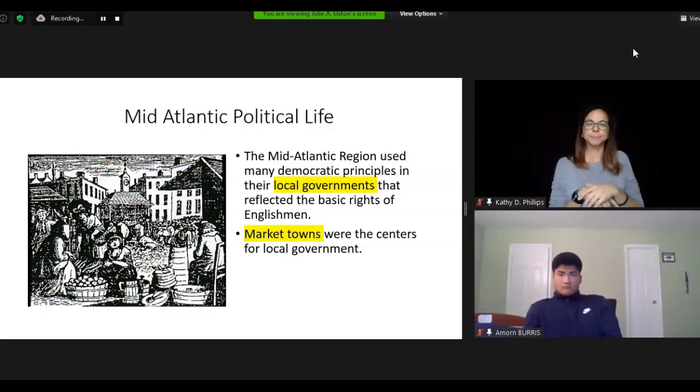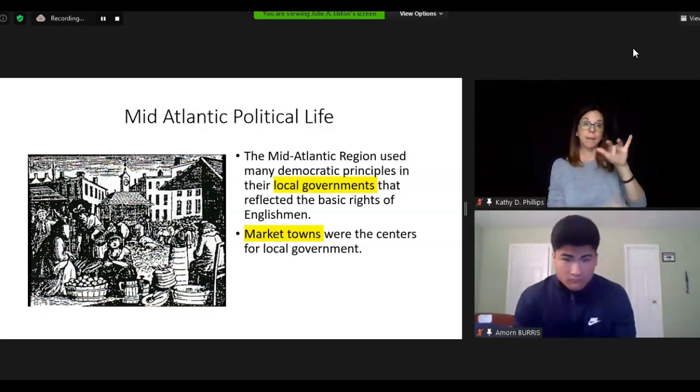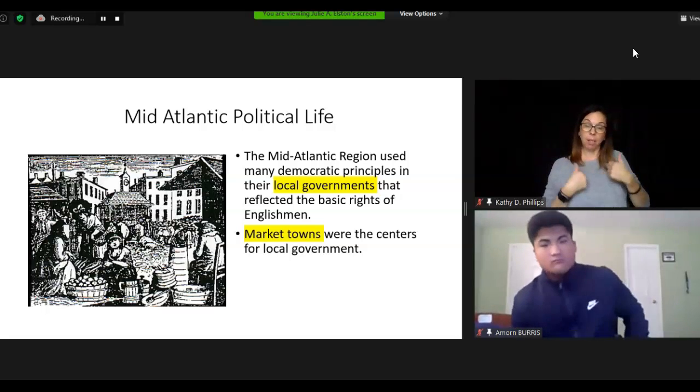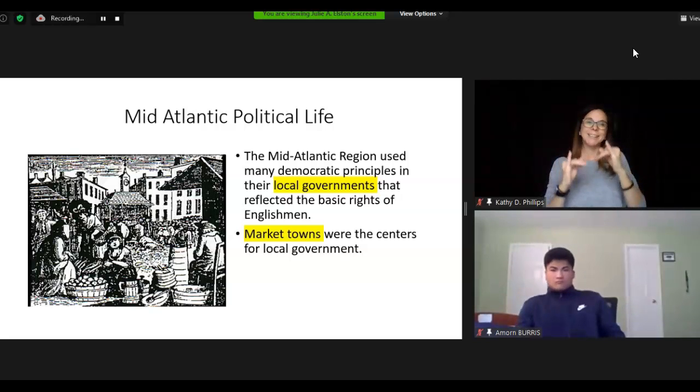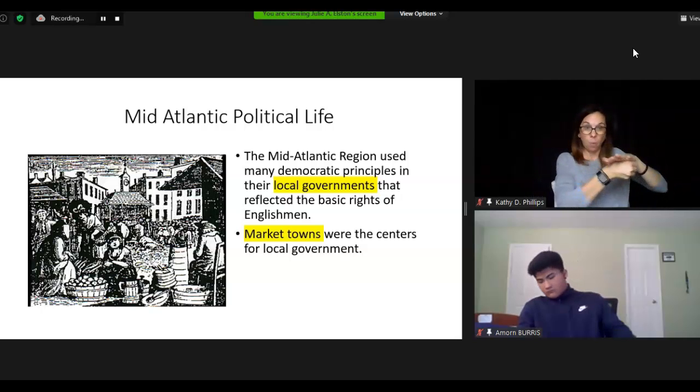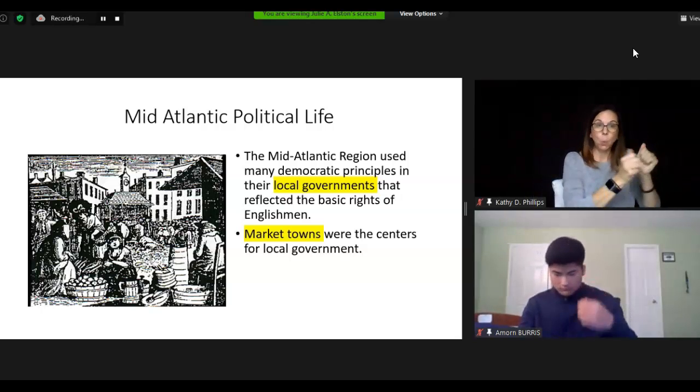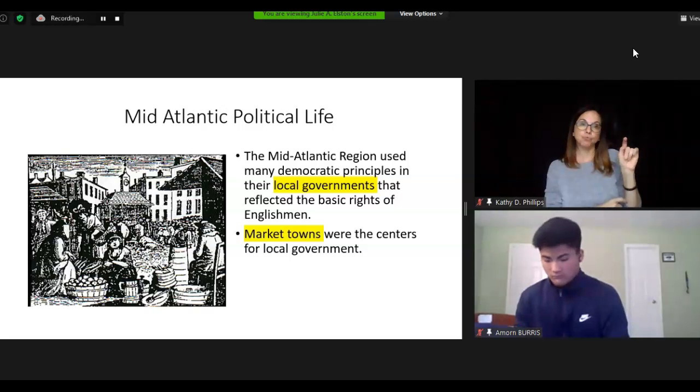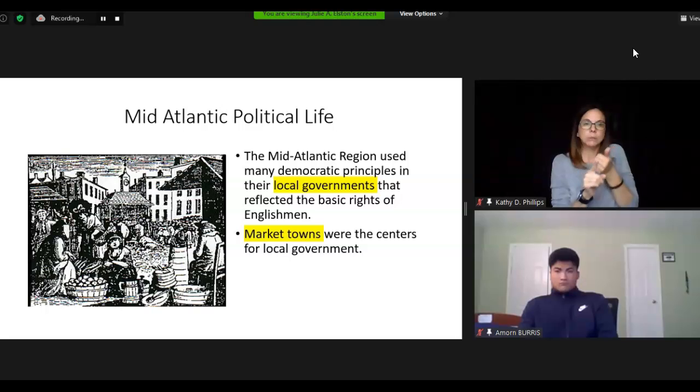Because of that, the Mid-Atlantic's political life is really focused on the individual towns where people live and trade their goods. We see local governments develop with democratic principles. So again, we start to see some of that small self-government spread across the Mid-Atlantic region.